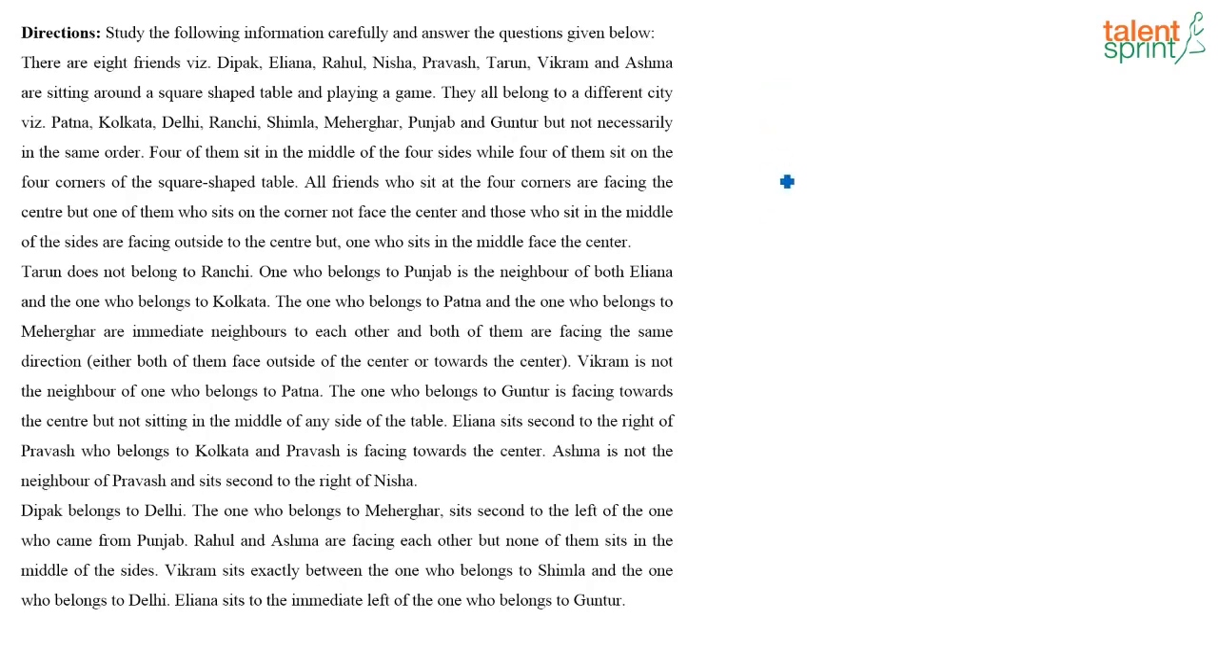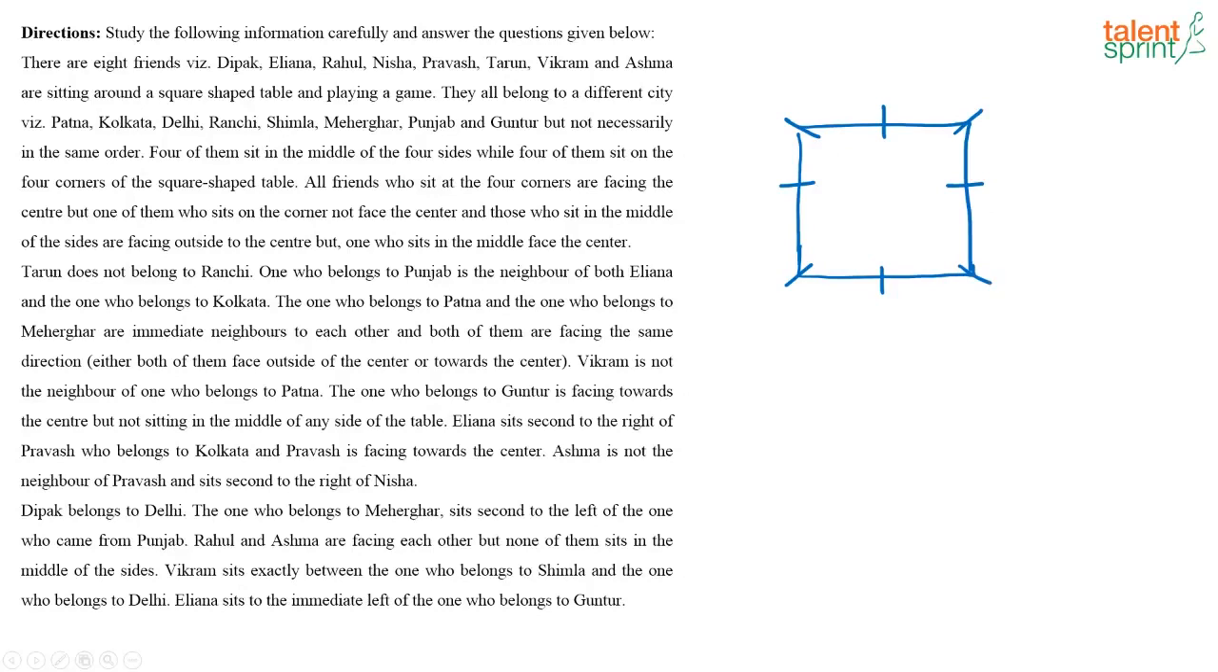So what is given here? There are 8 friends who are sitting around a square shaped table and they are playing a game. And what is given? They belong to different cities and not necessarily in the same order. 4 of them sit in the middle of the 4 sides, while 4 of them sit in the 4 corners. So this is how they are placed, right? 4 are sitting in the middle and 4 are sitting in the corners.